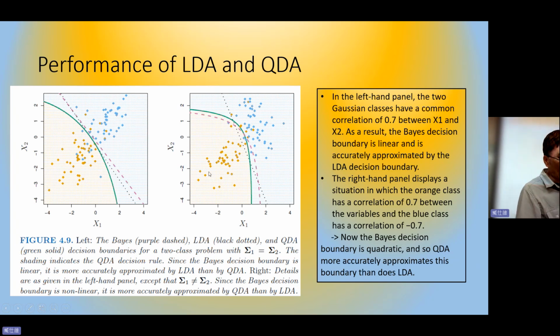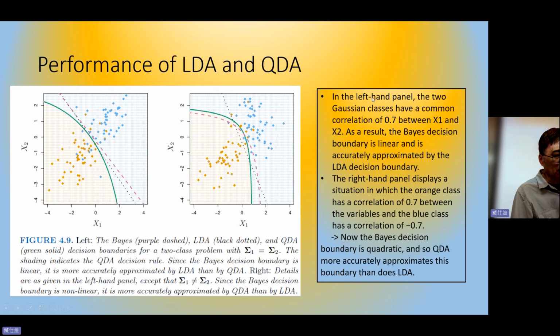On the right-hand side, you can see the purple dashed line is a curved line. So this Bayes decision boundary is a curved line, and it will be better to use QDA.